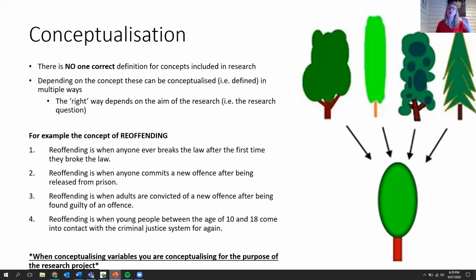Conceptualization happens when we're defining what a variable means for a specific research project. All the articles that you read in this class, you will be able to see how the researchers have conceptualized their variables. And I hope you find it really interesting and you're able to pick these things out as we go along.